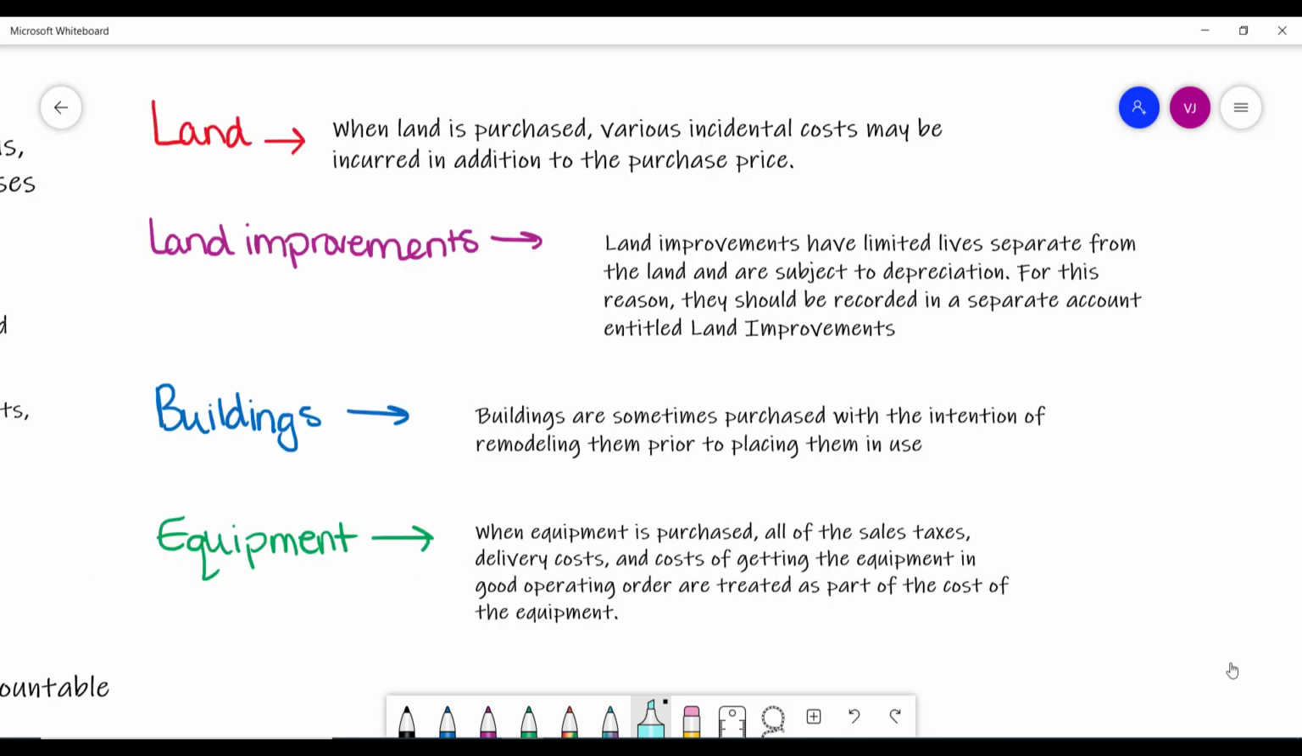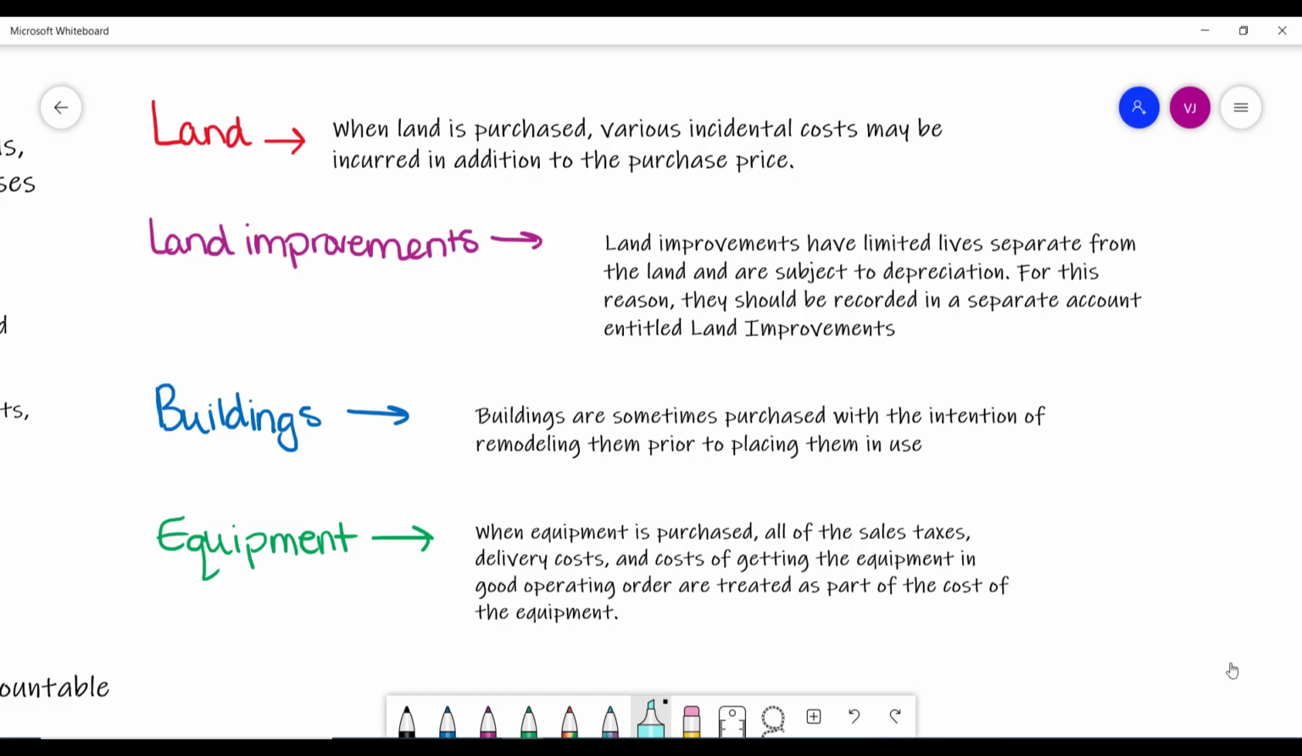So we just now looked at how we determine the overall cost of an asset that has been purchased, like a piece of equipment or machinery. So we have to include all of those things. But what if the thing that you're purchasing specifically is land? So when land is purchased, we have to include various incidental costs incurred in addition to the purchase price.